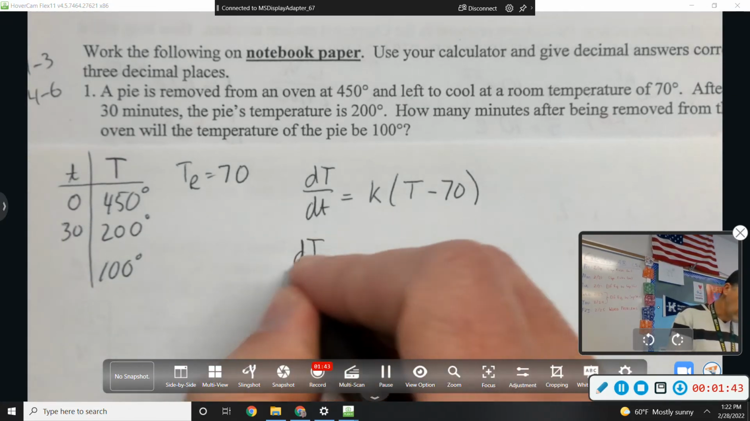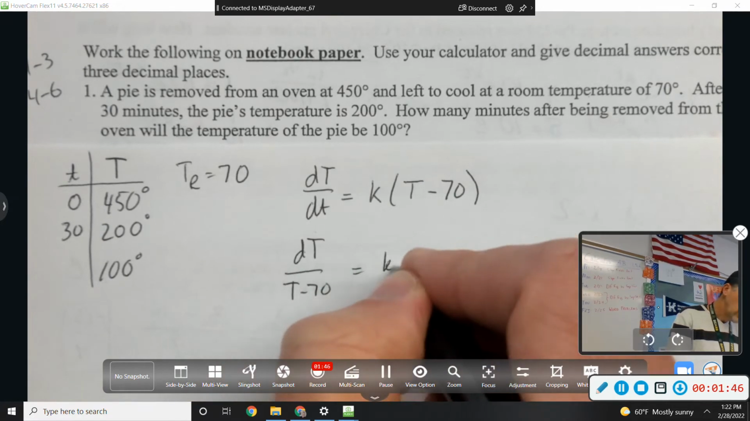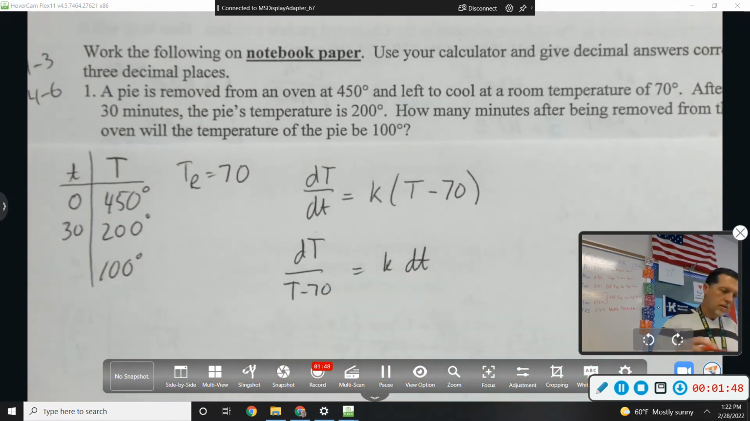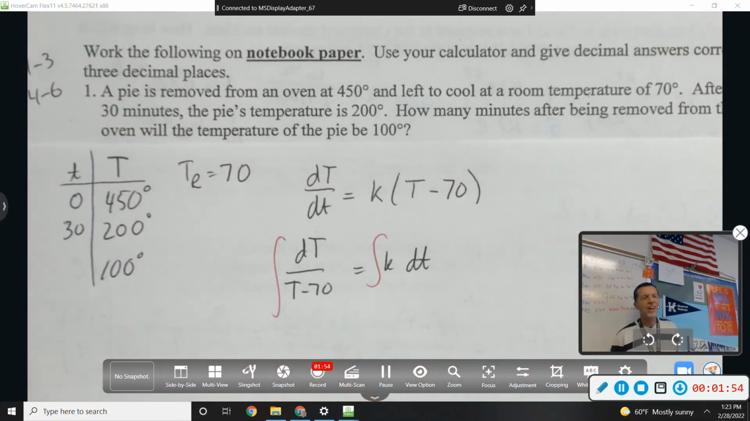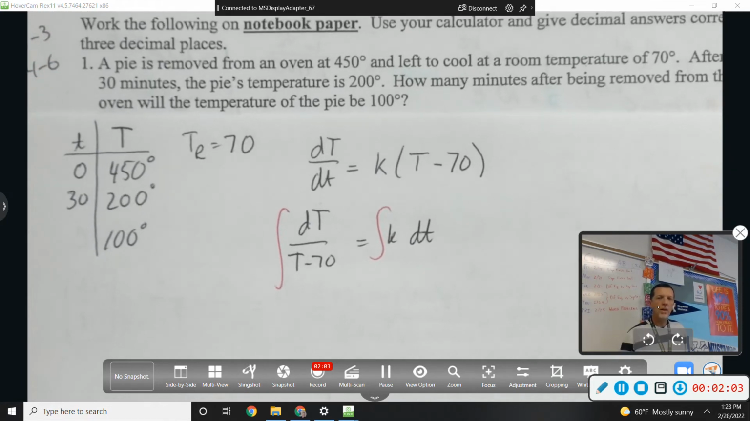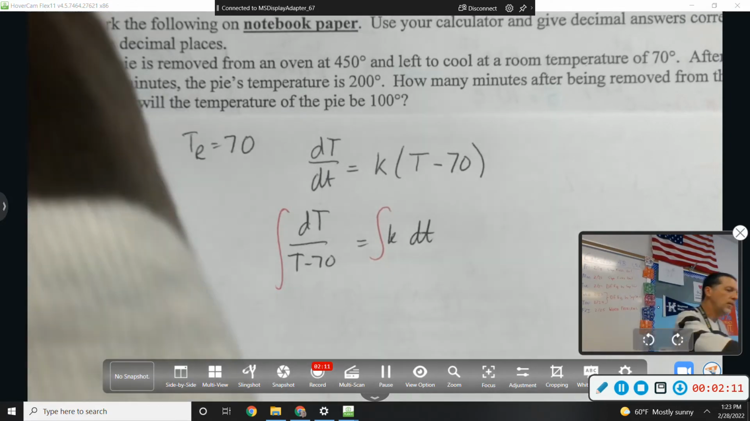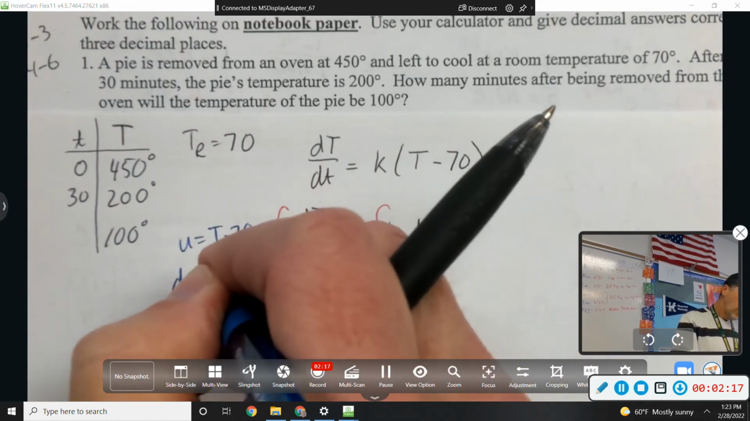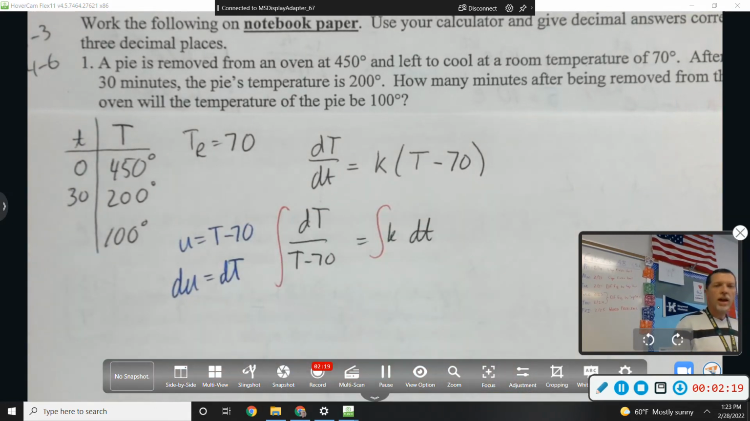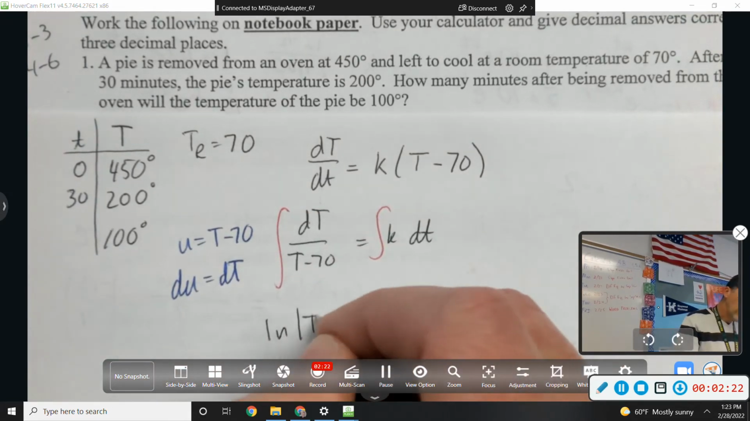So let's separate the variables. Being always careful about the uppercase and lowercase t's. It's perfectly okay to do that. Just be careful. How about the left side? Do you know what that's going to be without using U substitution? Natural log of T minus 70. If you need to do a U substitution, and yes, it turns into natural log of T minus 70.